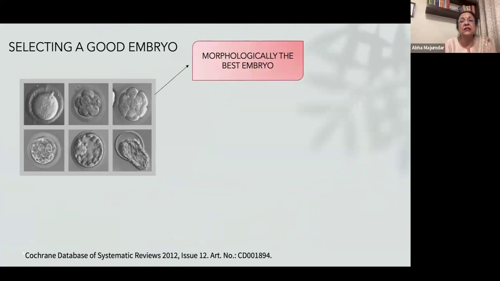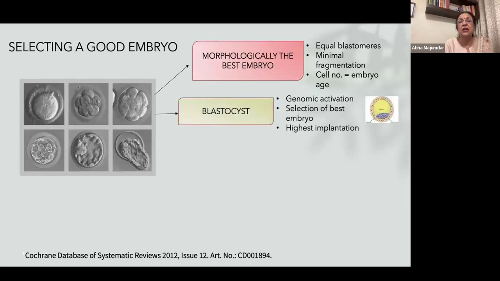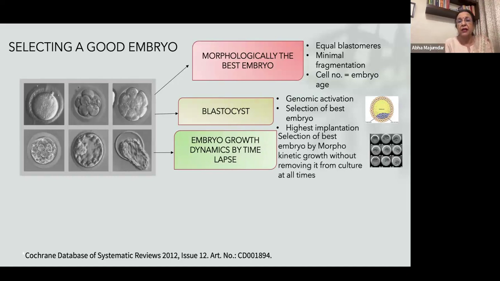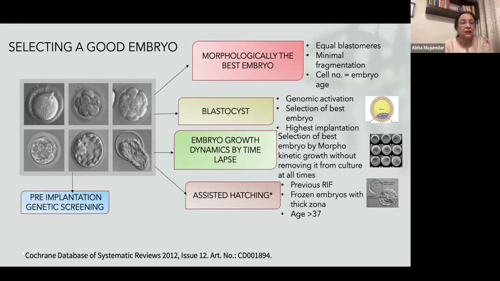Morphologically, the best embryo has equal blastomeres, minimal fragmentation, and cell number equivalent to embryo age. At the blastocyst stage there is already genomic activation, so it allows selection of the best embryo and the highest implantation. Embryo growth dynamics by time lapse, or if you're doing a sequential culture, you can even see that the embryos are okay on day 3 and then how many proceed to day 5. And last of all is assisted hatching and pre-implantation genetic screening.